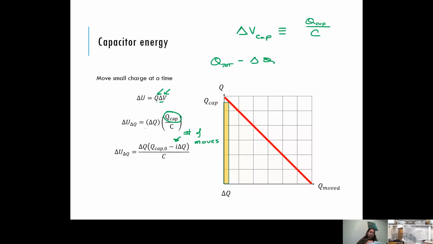So after the first move, let's say I is equal to 1. I am moving a small delta Q of charge. And if you will, the potential of the capacitor is given by Q over C. Okay, maybe Q minus delta Q, fine, over C. In other words, that's the height of this bar.